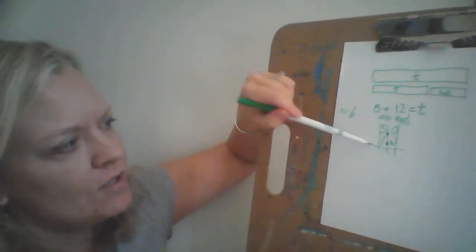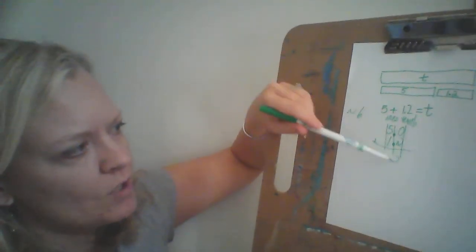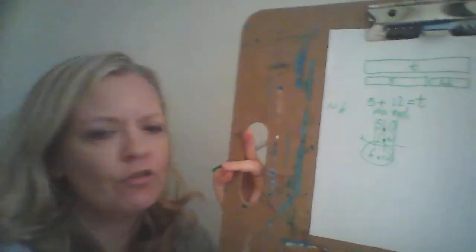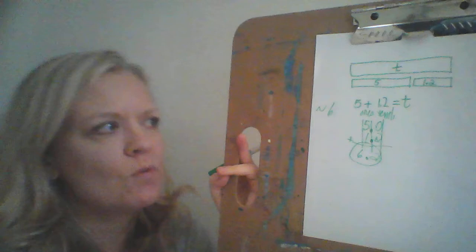Which one's which? Add the tenths first. You start at the lower. You add it up. 5 plus 1 is 6.2, or 6 and 2 tenths. So that's how you use the bar model.